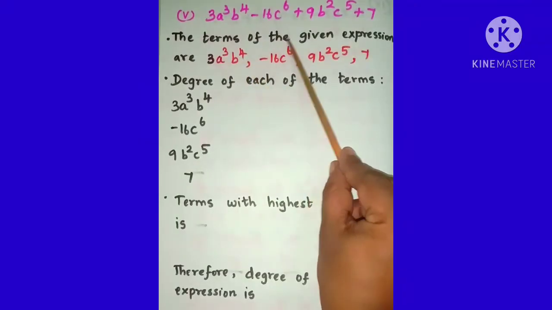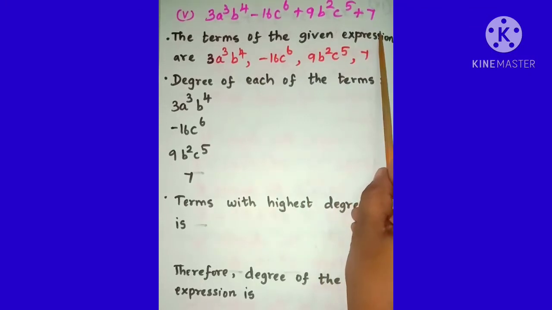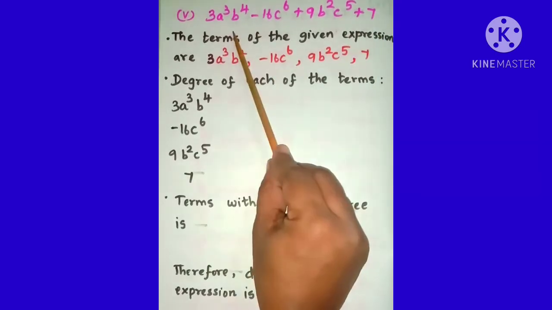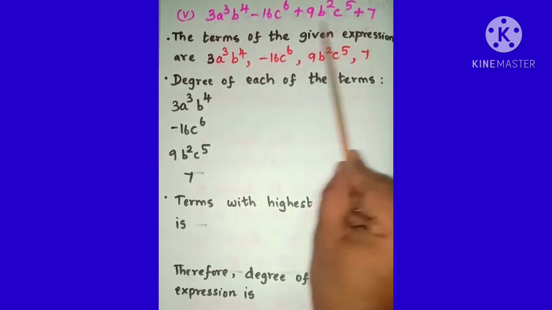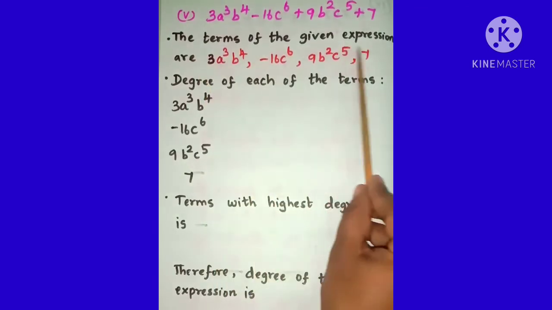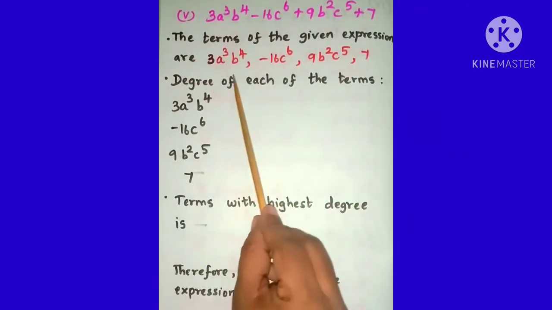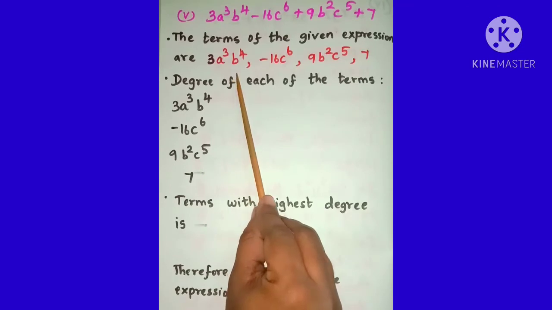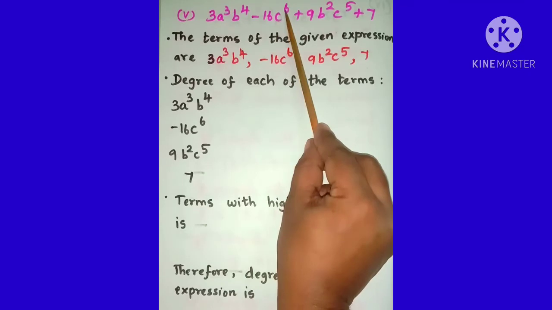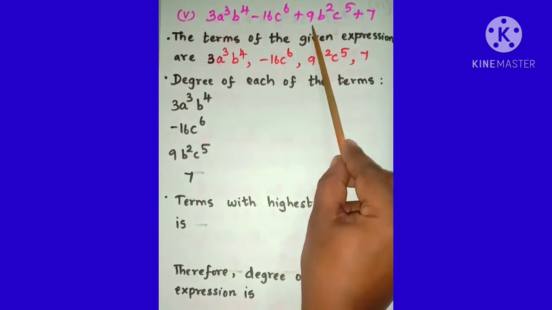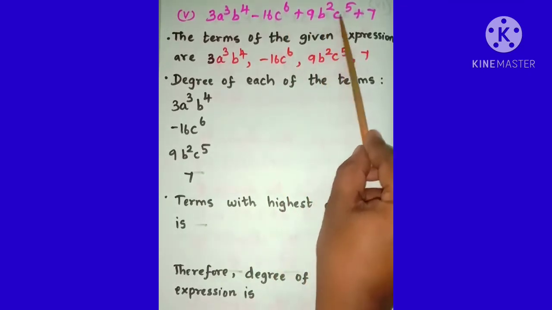Students, let us find the degree of the expression. As a first step, you have to see how many terms are there in the expression. Here 1, 2, 3, 4. So 4 terms are there in the expression. First point, the terms of the given expression are: the first term is 3a cube p power 4, the second one is minus 16c power 6, and the third one is 9b squared c power 5.